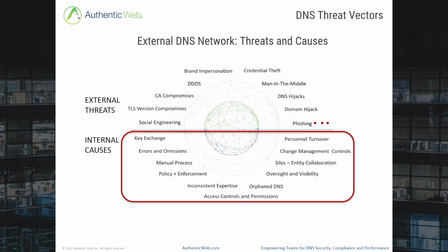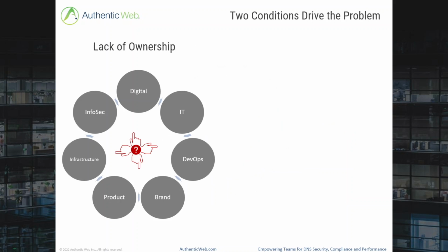These problems can, for simplicity, be condensed to two underlying conditions that drive the problem inside the enterprise. The first is lack of ownership. Domains and DNS touch every functional group as stakeholders who all have a hand in managing the external DNS, but rarely is it owned. External DNS is the hot potato technology inside the business. It's confusing, highly technical, poses great risk, and is mission critical. No one wants to accept ownership to ensure security and compliance.